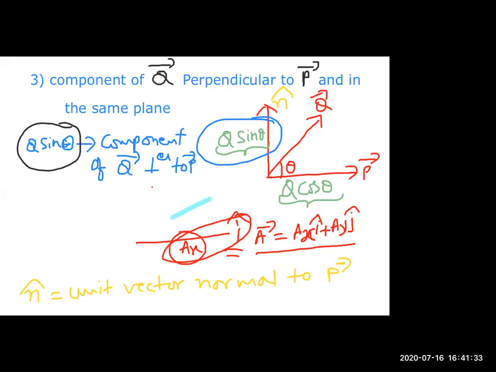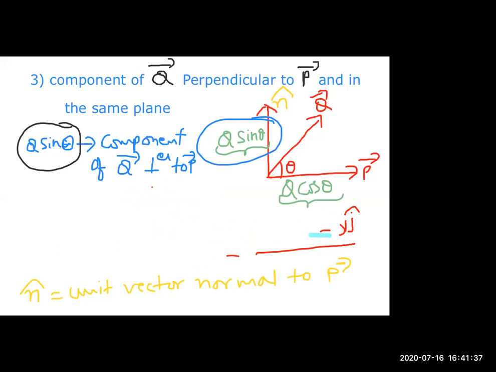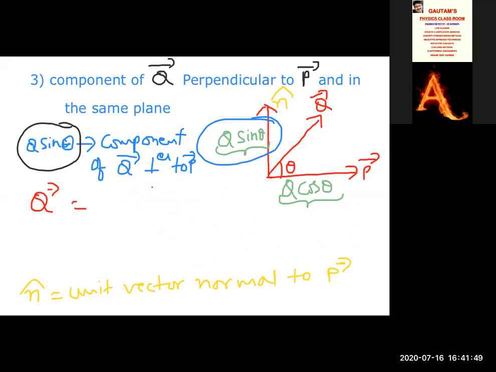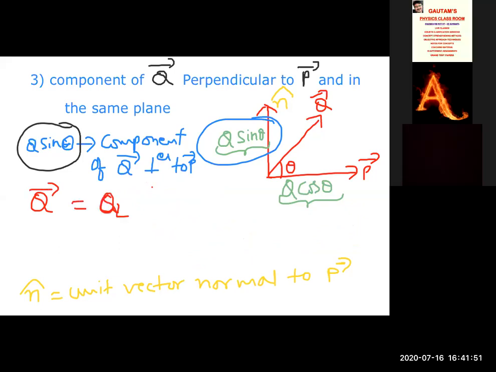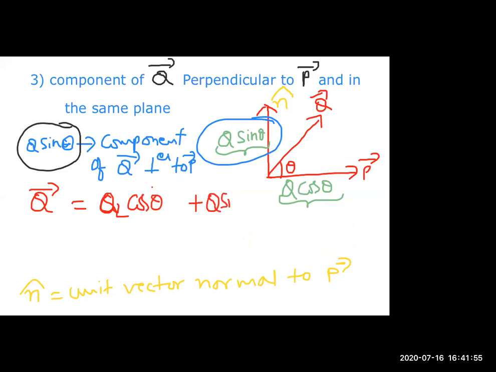Okay, leave it at that. Our target now is how to resolve q bar. So q bar is the resultant of two things. What are the two things here? Q bar is the resultant of q cos theta and q sin theta. These are the two components of q bar. Two components we have. Observe carefully.